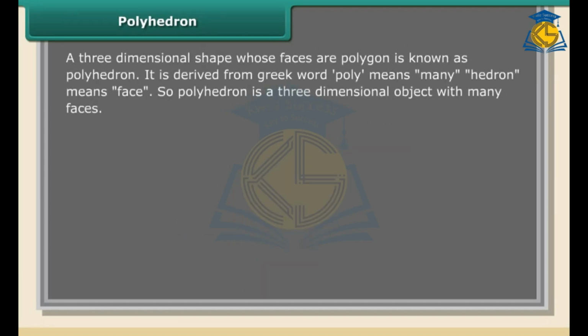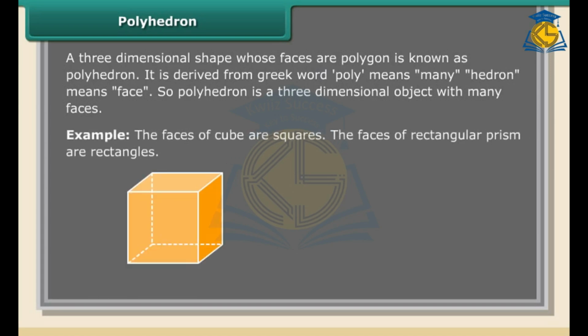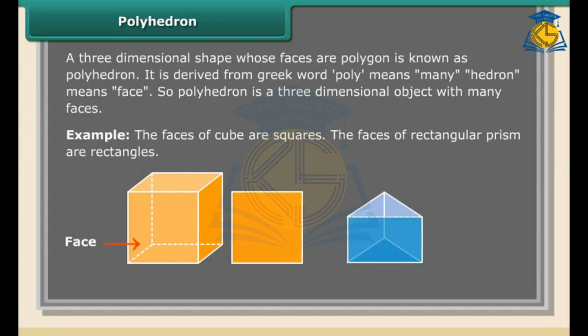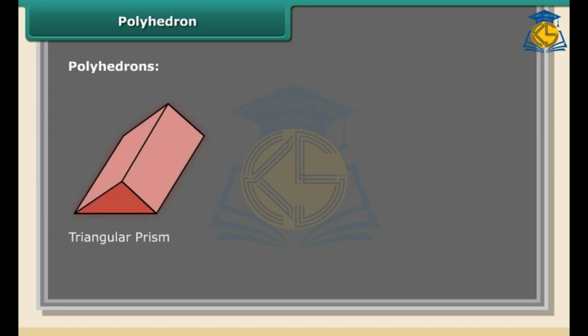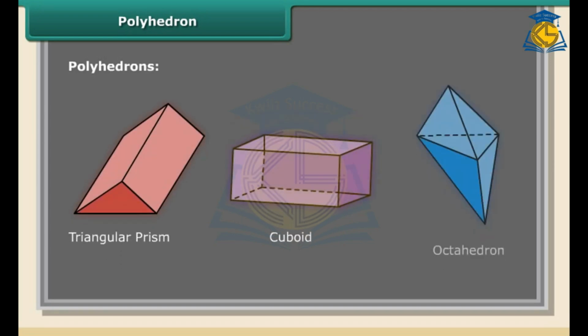Polyhedron. A three-dimensional shape whose faces are polygons is known as a polyhedron. It is derived from the Greek words poly meaning many, hedron meaning face. So a polyhedron is a three-dimensional object with many faces. Example: the faces of a cube are squares. The faces of a rectangular prism are rectangles. Polyhedrons: triangular prism, cuboid, octahedron.